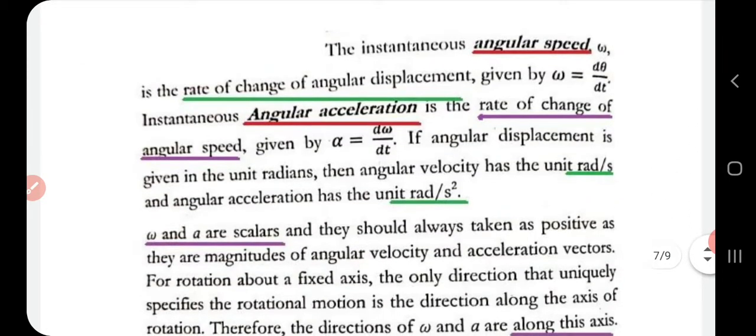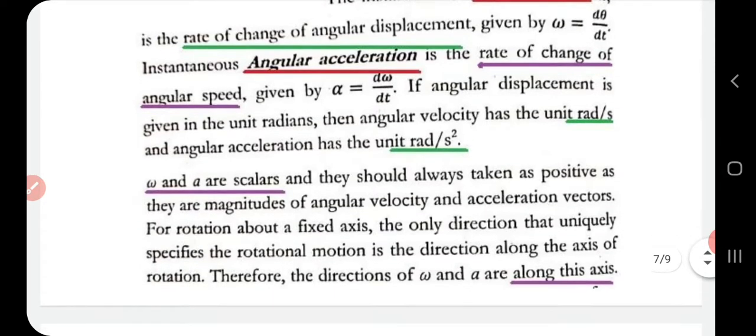Next definition is angular speed. It is represented by the letter omega and is defined as the rate of change of angular displacement and is given by omega equal to d theta by dt. That is the second definition. Now the third definition is angular acceleration. It is represented by the letter alpha and it is the rate of change of angular speed. So alpha is equal to d omega by dt.